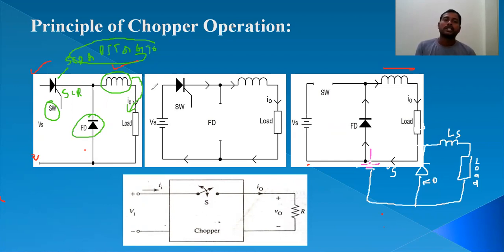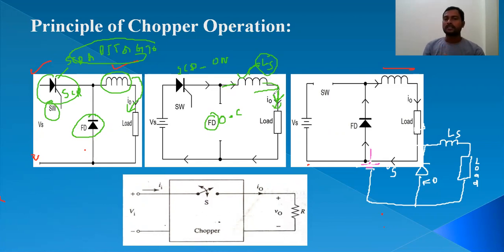During the turning on of the switch, if you turn on the switch, nothing but the SCR will turn on, and the diode will be reverse biased, so that the freewheeling diode acts as an open circuit. Energy will be stored in the series inductor, and this inductor is connected in series with the load, and whatever current flows through the inductor will be sent to the load, and this will be the closed path.